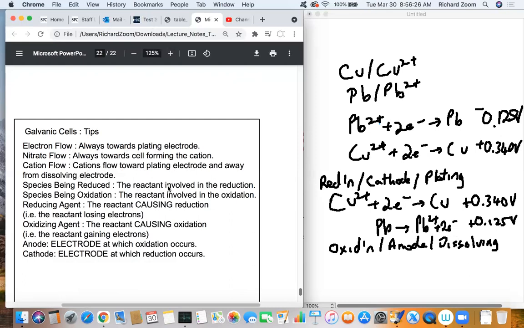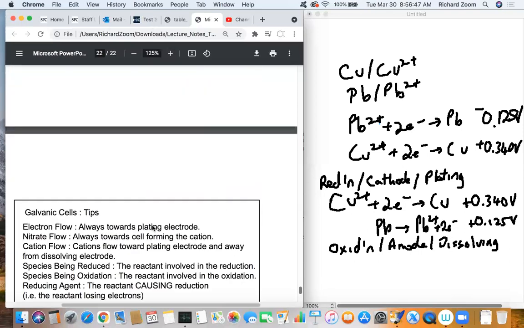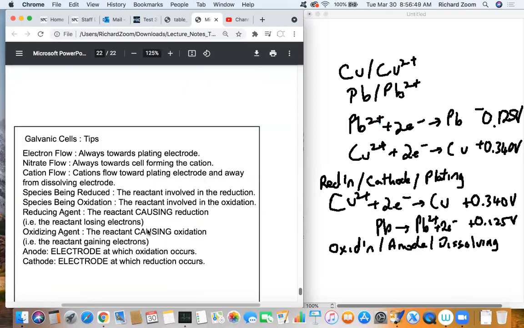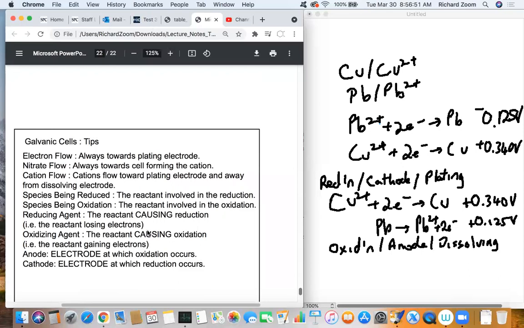Species being reduced, the reactant involved in the reduction, the reactant involved in the oxidation is the species being oxidized. Reducing agent, the reactant causing reduction. Oxidizing agent, the reactant causing oxidation. And the anode is the electrode at which oxidation occurs, and the cathode is the electrode at which reduction occurs. So those are the little tips that I can give you to help out with each of those.